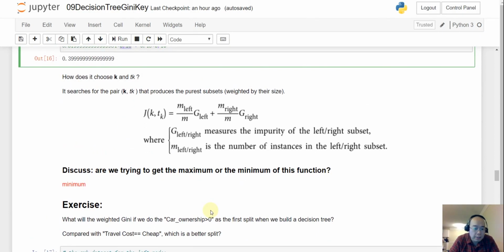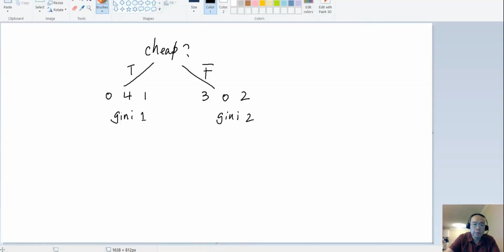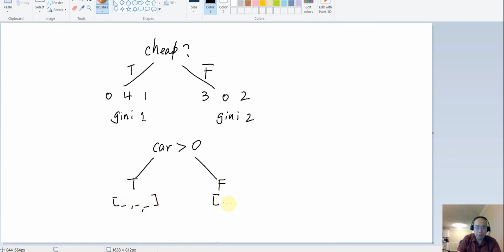I have another exercise for you. How about we do another split? We want to do car ownership greater than 0. So it will be another split, and we are back at the root again. So car greater than 0, and then you want to get the true and false, and for each of them you will get 3 values.